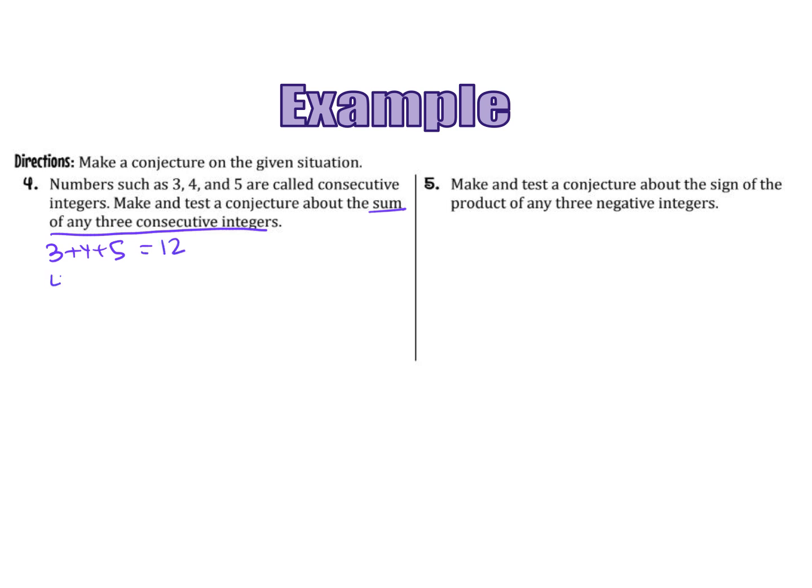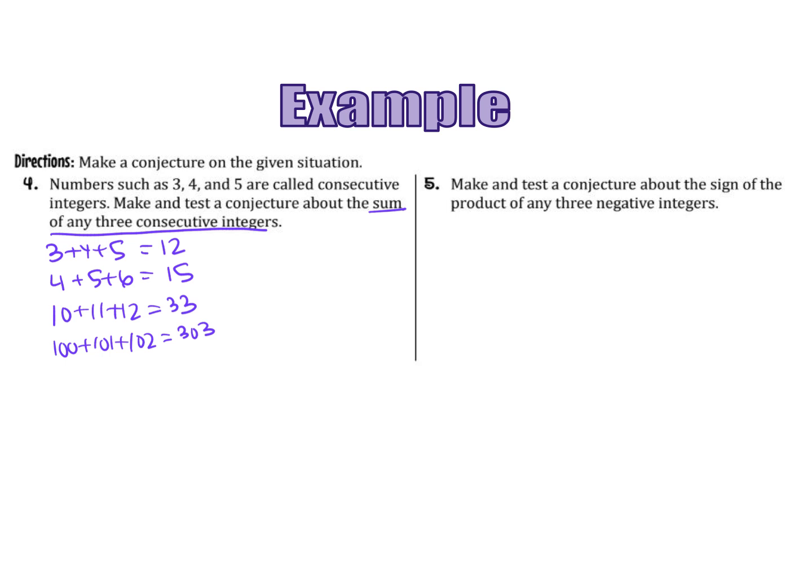If we add 4, 5, and 6 together, we get 15. Let's go totally different: 10 plus 11 plus 12 gives us 33. If I add 100 plus 101 plus 102 together, I'm going to get 303. And then we're supposed to come up with a conjecture just based on what we're noticing.